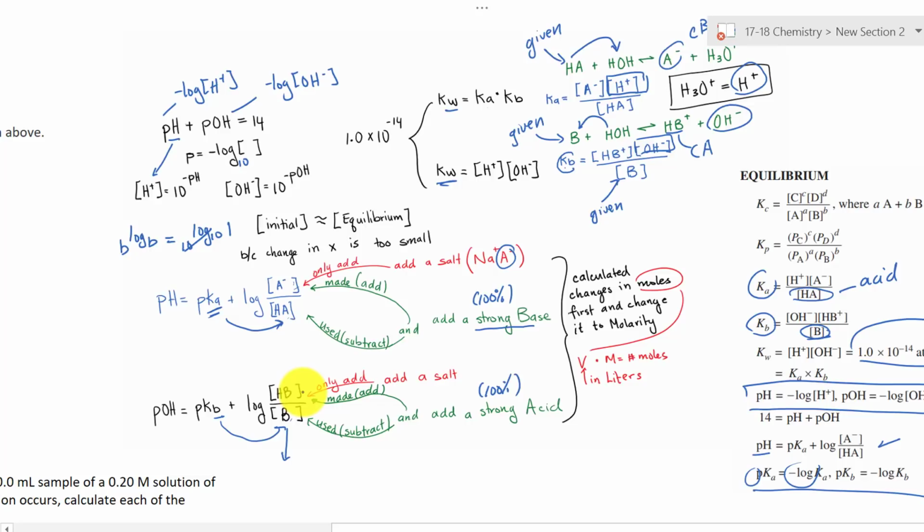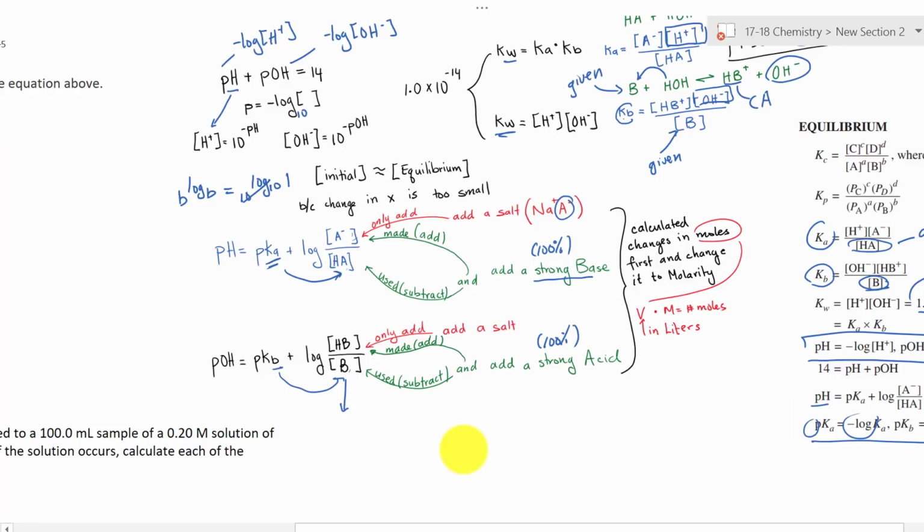And that would, in the end, affect our ICE table. But before we actually start solving the problem, we need to realize that the change in x is really, really small. So we can actually assume that the initial concentration is about equivalent to the concentration at equilibrium. And I'm going to show you how that works, okay?